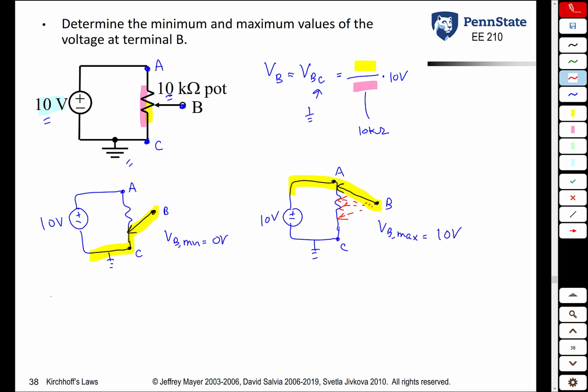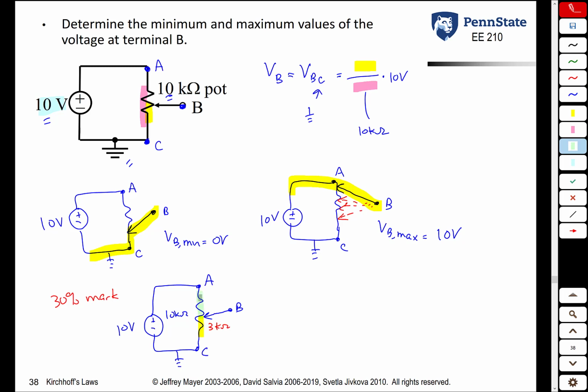For example, if we're at the 30% mark, we would get something like this. 10 volts, point A, point C, ground. It's a 10 kiloohm pot. And now let's say we're at the 30% mark. This resistance now would be 3 kiloohms. This resistance would be 7 kiloohms. And so VB now would be 3 over 3 plus 7 times 10 volts, or 3 volts. And once again, we could get any value between 0 and 10 volts just by moving the wiper blade.